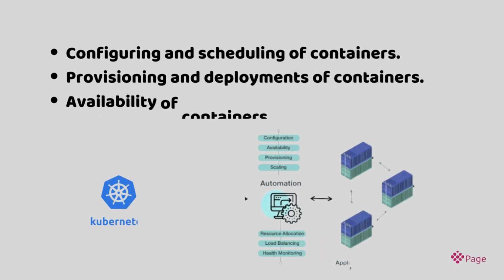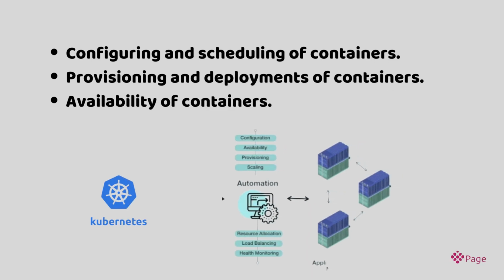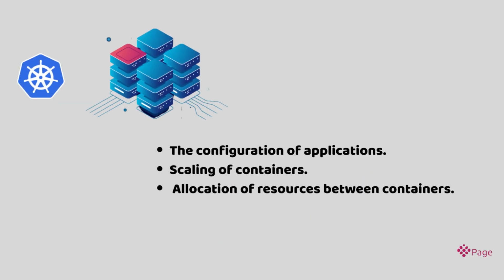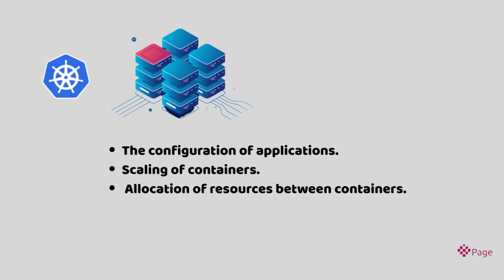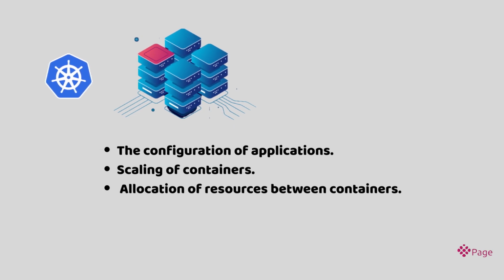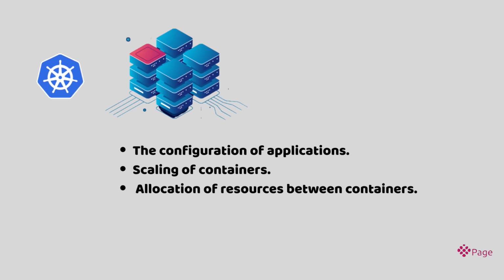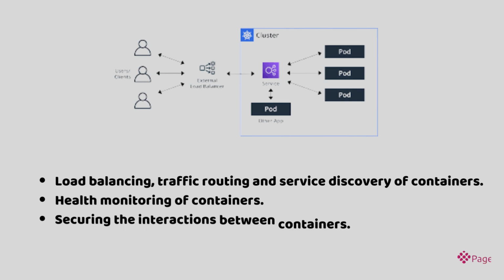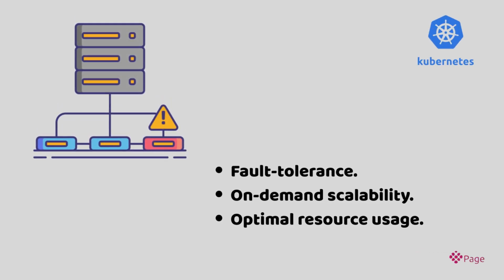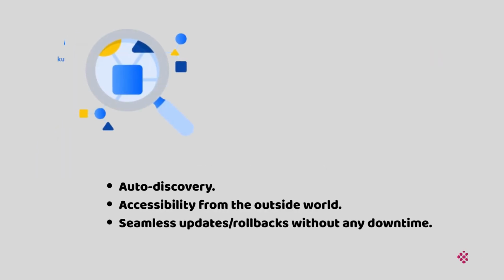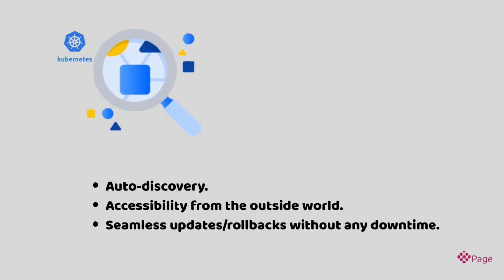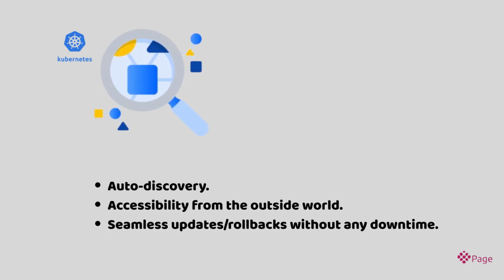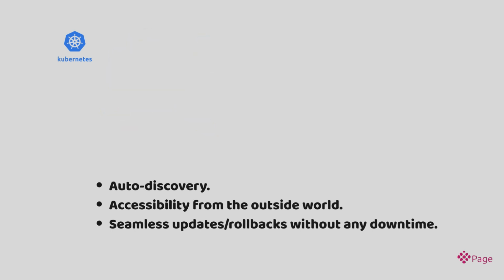Benefits of Kubernetes in production environment: configuring and scheduling of containers, provisioning and deployments of containers, availability of containers, the configuration of applications in terms of the containers that they run in, scaling of containers to equally balance application workloads across infrastructure, allocation of resources between containers, load balancing, traffic routing and service discovery of containers, health monitoring of containers, securing the interactions between containers, fault tolerance, on-demand scalability, optimal resource usage, auto-discovery to automatically discover and communicate with each other, accessibility from the outside world, seamless updates and rollbacks without any downtime.